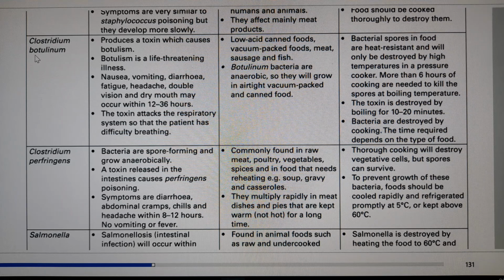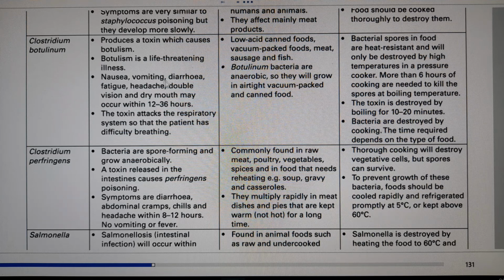Clostridium botulinum. This produces a toxin which causes botulism. Botulism is a life-threatening illness.